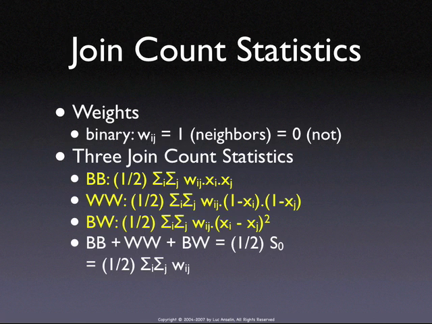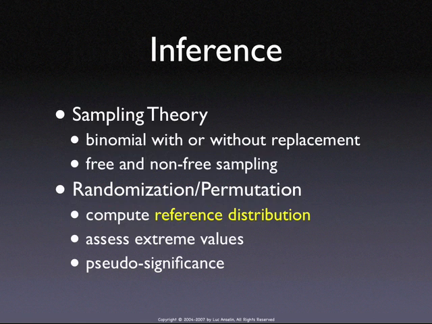So each of these neighbor pairs is either a neighbor pair of 2 independent countries, a neighbor pair of 2 non-independent countries, or a neighbor pair where 1 is independent and 1 is not. That's it. That's all there is. Okay. So therefore, we find that these add together to the total sum of the weights matrix. So how do we know that these are significant?